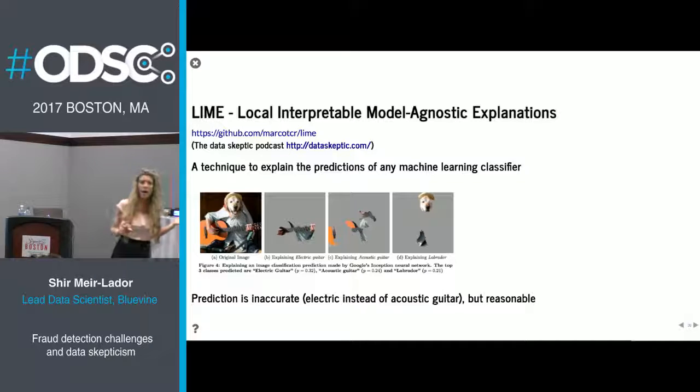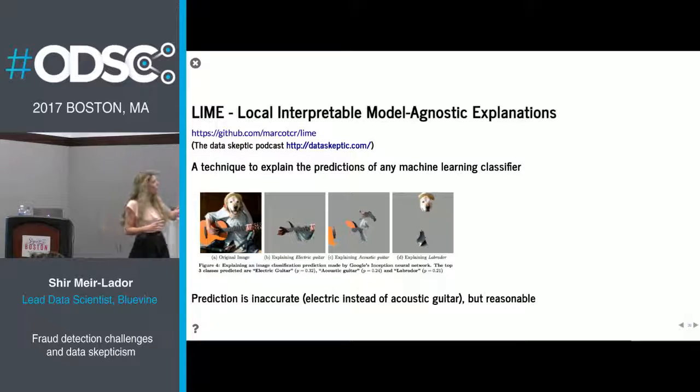Now this is an example of how Lime can show us a model is reasonable and has learned the right thing. So they took a photo of a dog, a Labrador, playing acoustic guitar, and they gave it to the same Google Inception network. And what the network did, it returns 3 classifications of what it detects in the photo. And the first one was electric guitar, which is not in the photo. Okay, as you can see here, the pixels that explain the electric guitar are these. It's the part of the acoustic guitar that actually looks like an electric guitar. So this is a wrong classification, but the explanation makes sense.